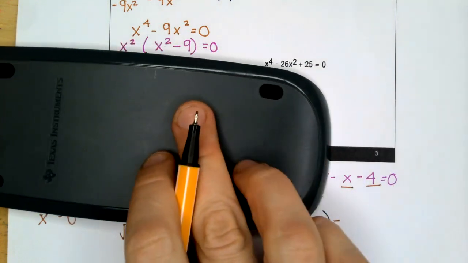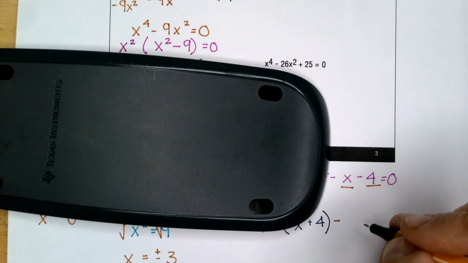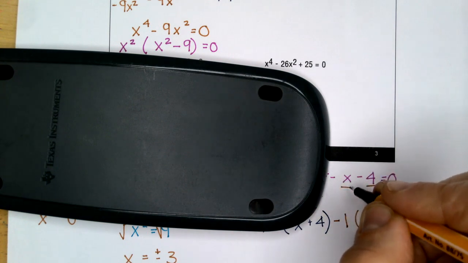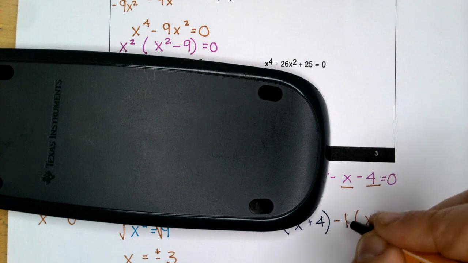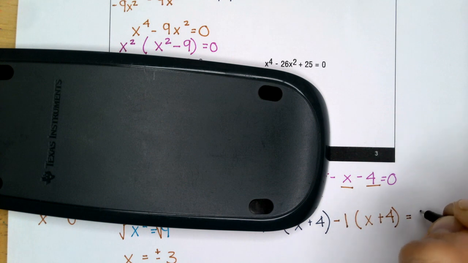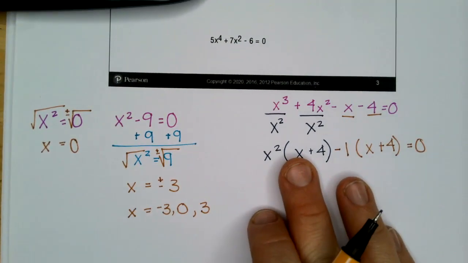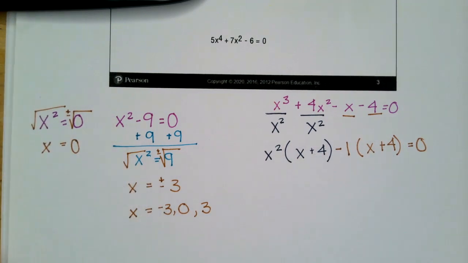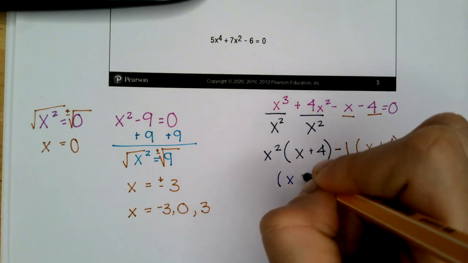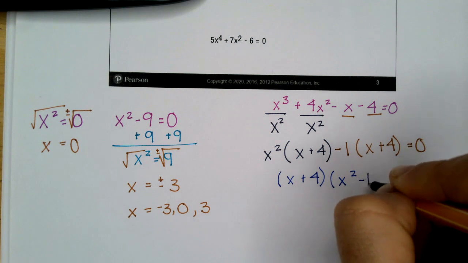There's no common factor between x and 4, or negative x and negative 4, so I'm just going to factor out a negative 1. Negative x divided by negative 1 becomes x. Negative 4 divided by negative 1 becomes positive 4. After that, I realize that I still have that binomial that is common to both of them, so perfectly reasonable to use that. Factor it out. X plus 4 times x squared minus 1.